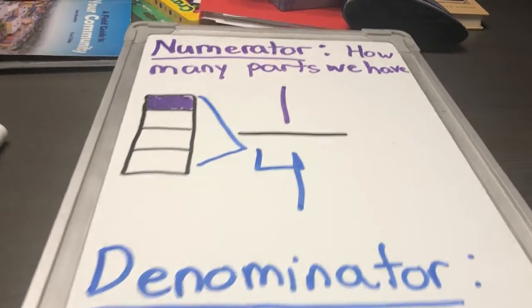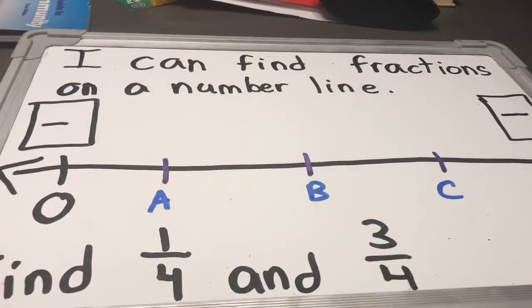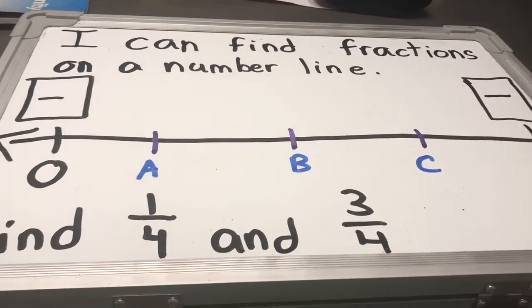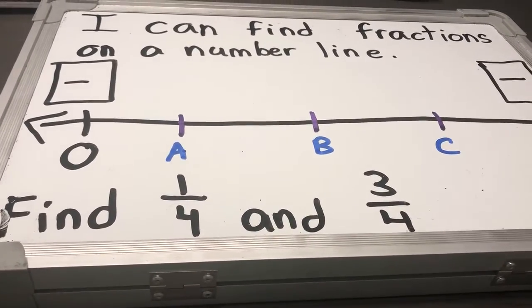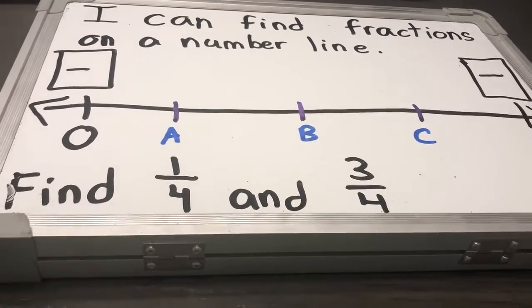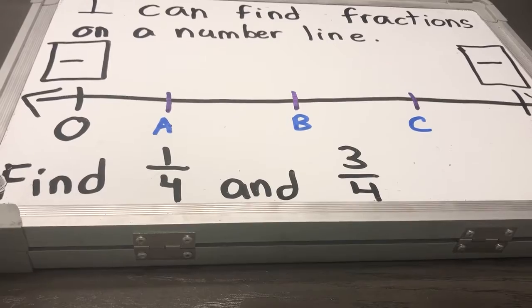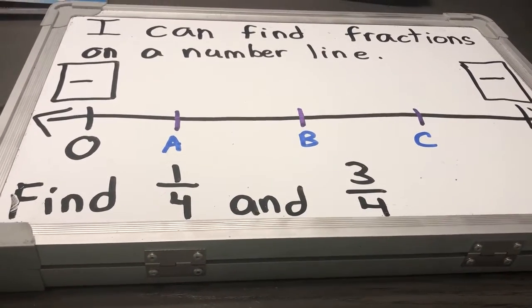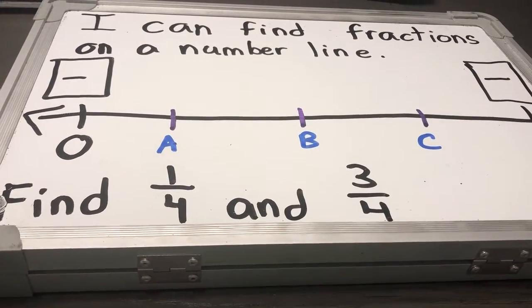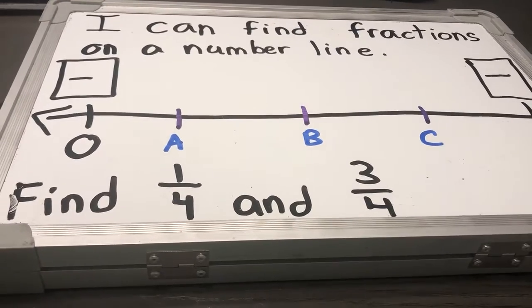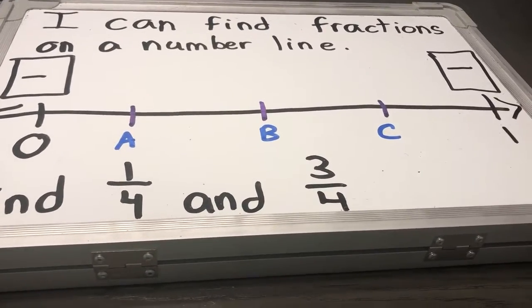Good. All right, so let's get to our target for today. I can find fractions on a number line. So your job today is to find the fractions that belong on a number line. We have our first 2 fractions to find: 1/4 and 3/4.